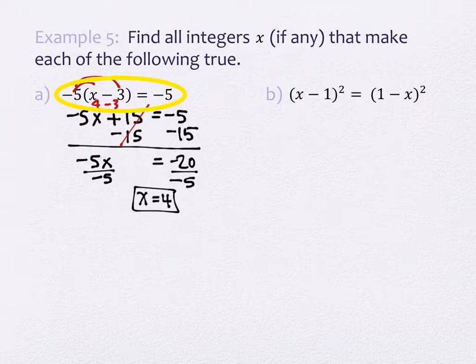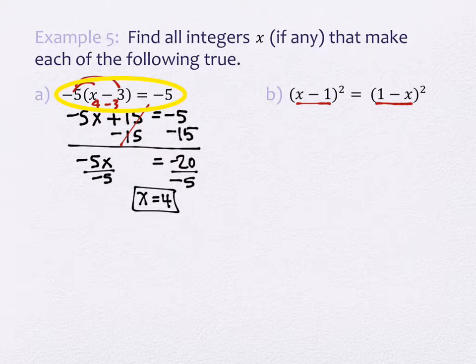Part B says (x minus 1) squared equals (1 minus x) squared. So let's actually talk about these two quantities that are in here before we worry about anything else. Okay? X minus 1 and 1 minus x. What can you say about how those two are related to one another? And it might help to think about concrete examples.